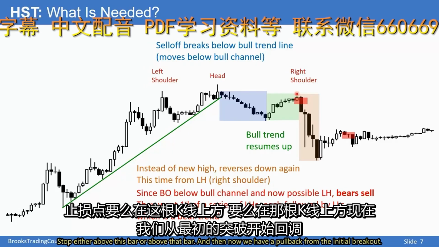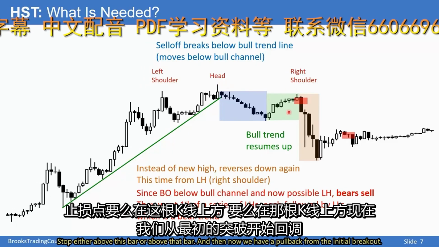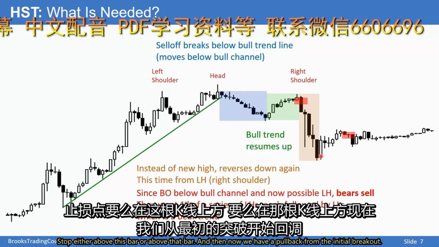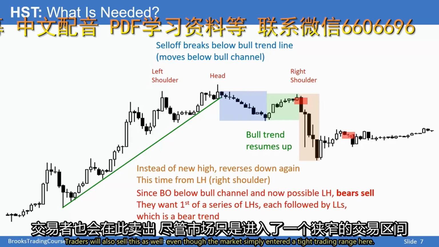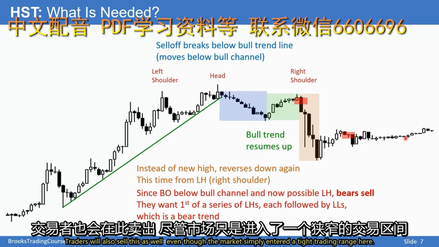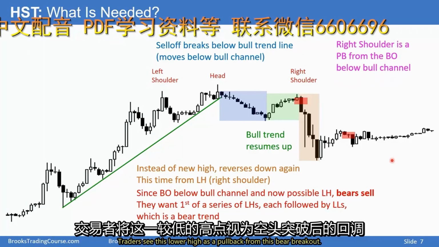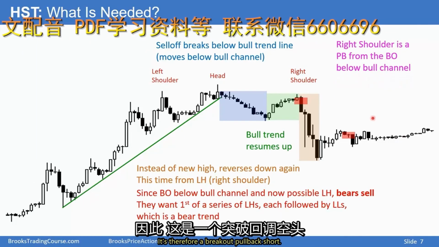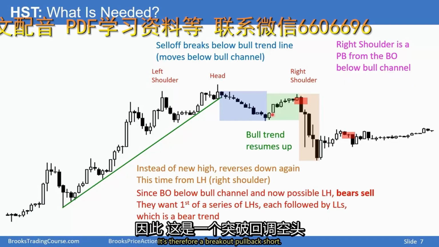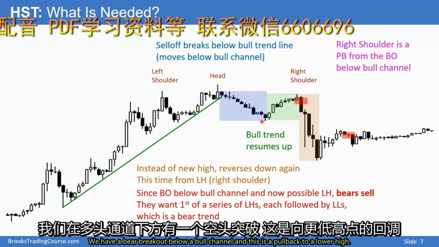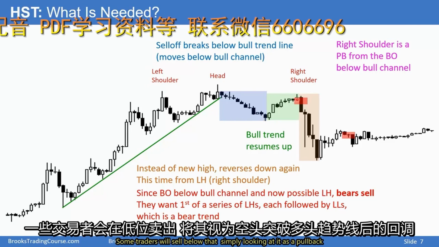Stop either above this bar or above that bar. And then now we have a pullback from the initial breakout. Traders will also sell this as well, even though the market simply entered a tight trading range here. Traders see this lower high as a pullback from this bear breakout. It's therefore a breakout pullback short.